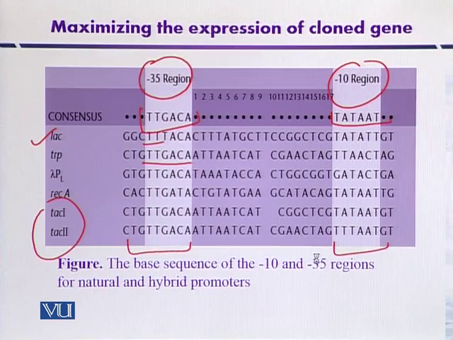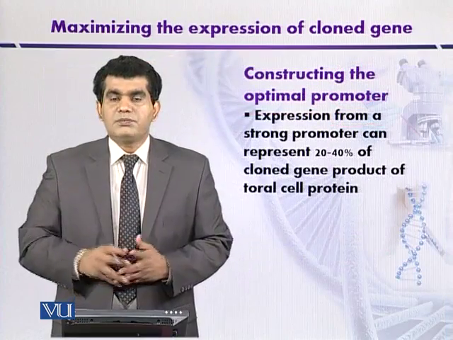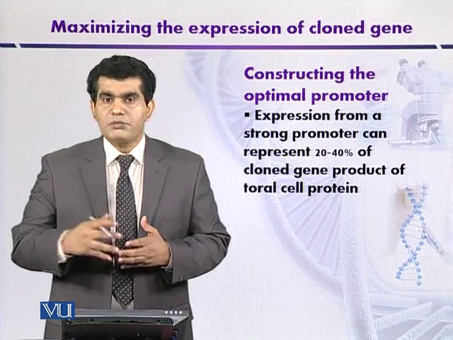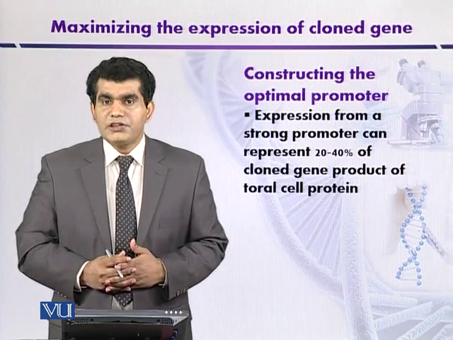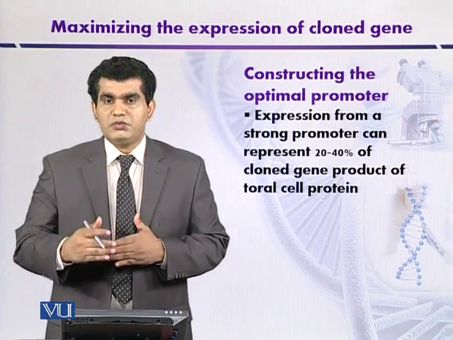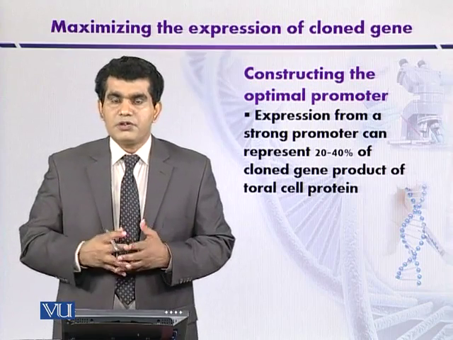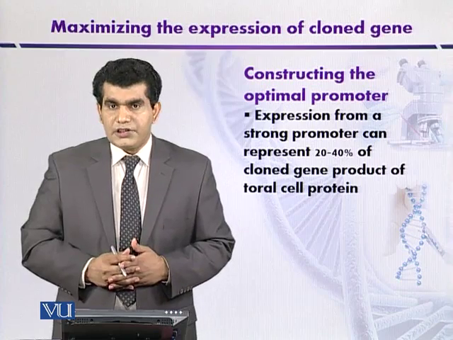So they are hybrid promoters that are artificially synthesized and are the stronger ones. So here is the comparison of different natural promoters with two hybrid promoters. And again, if the distance is 17 base pairs between the -35 and -10 regions, then again the promoter may be much stronger. So if we use a strong promoter, then the expression of the target protein may be 20 to 40% of the total proteins present in the cell.